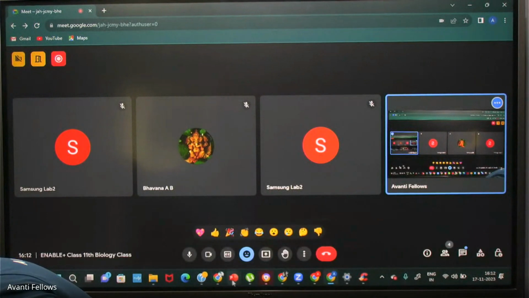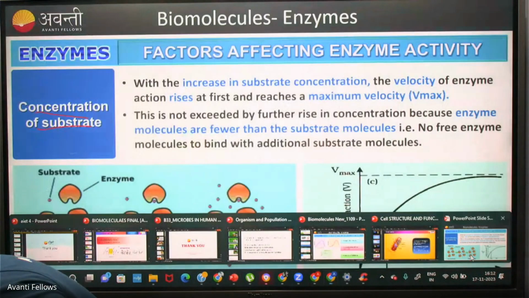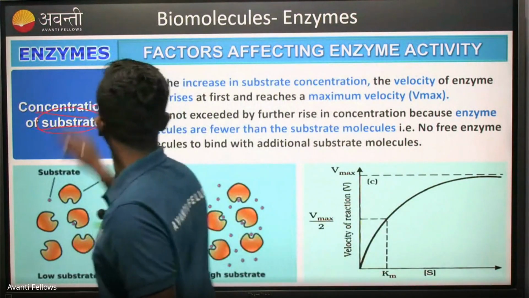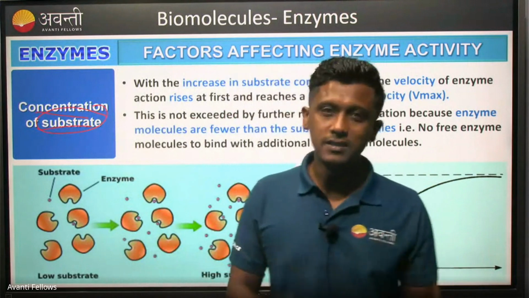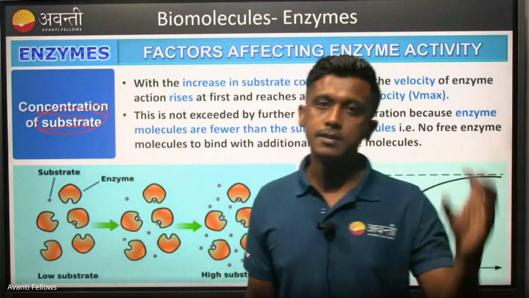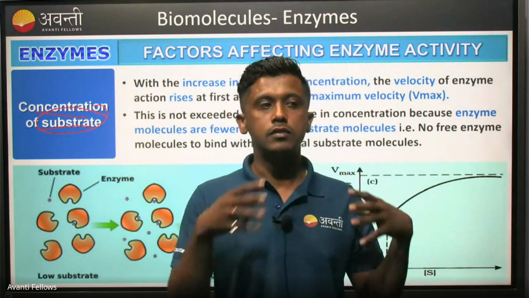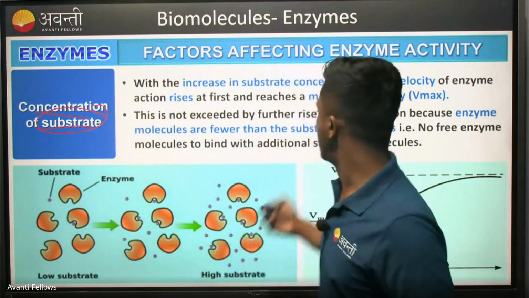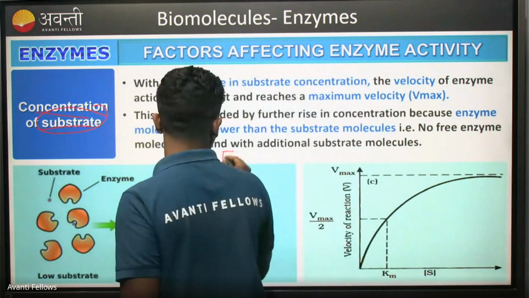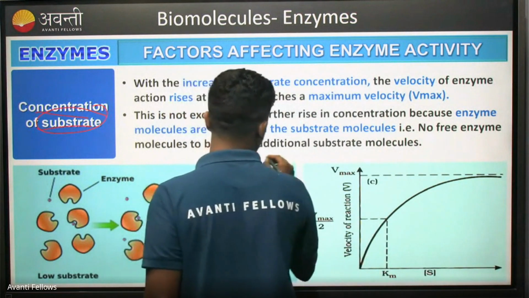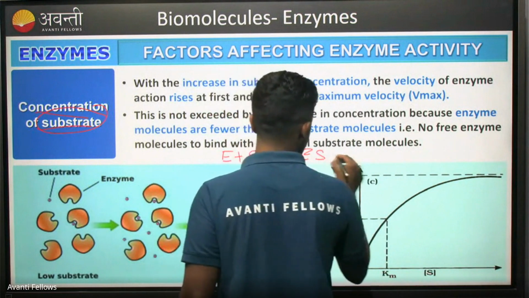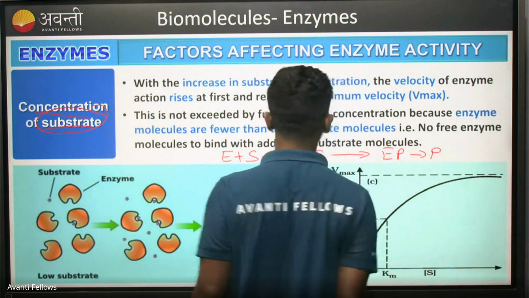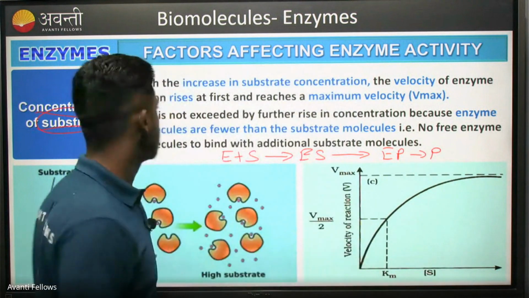So this is a very, very important concept: how substrate influences the enzymatic activity. Now, what is a substrate? For every enzymatic reaction, if enzymes have to exist and perform an activity, they need a substrate to act upon. So enzyme plus substrate gives us the enzyme-substrate complex, and then finally we get the enzyme-product complex, and then we get the product. This is how the chemical reaction happens with respect to enzymes.